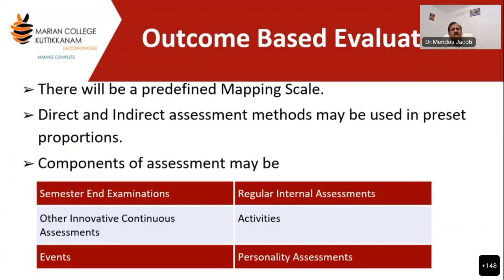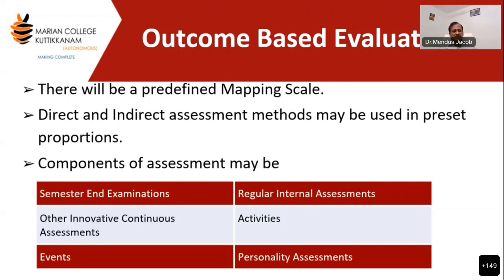Then there will be a predefined mapping scale. As Dr. Sunil Job already mentioned about a mapping scale, we can have a predefined mapping scale. Direct and indirect assessment methods may be used in preset proportions. That means there should be a proportion of direct assessment and indirect assessment. And probably there may be some confusion about what is a direct assessment and an indirect assessment.